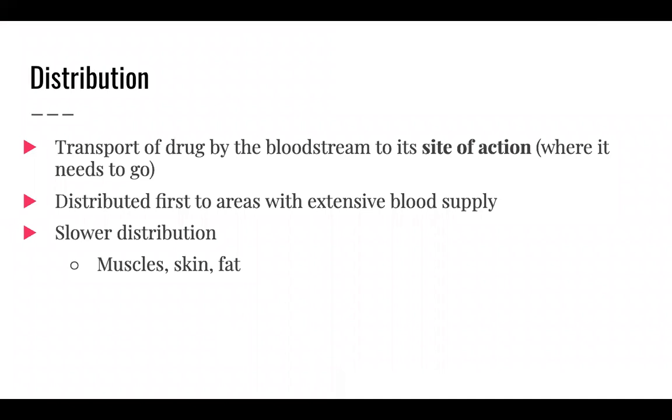So as you can see, the aspirin was distributed through the bloodstream after it was absorbed. Distributing takes the drug and transports it to its site of action, which is where it needs to go. Drugs will be distributed first to areas with extensive blood supply, such as the heart, liver, kidneys, and brain.